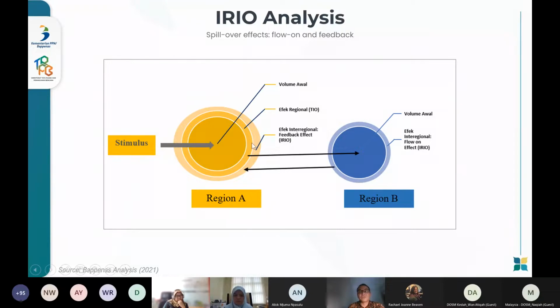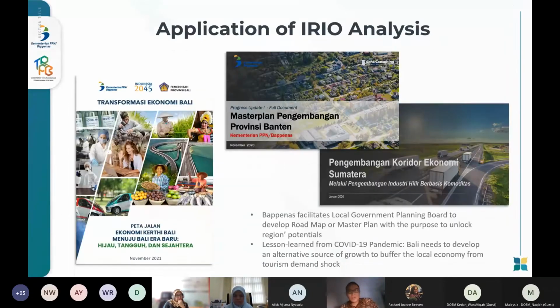So if we use the IO table, we only get the result in the second ring. But if we use the ERIO table, we can get the result in the outer ring in region A. So this is the good thing of using the ERIO table. This is an example of the report, policy, and master plan or roadmap produced by Bappenas. We work together with the local government to prepare this master plan by using the ERIO table.